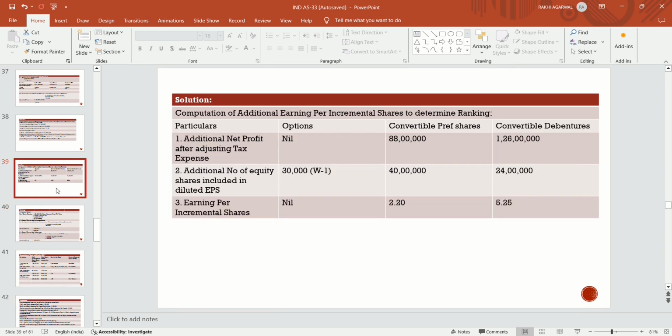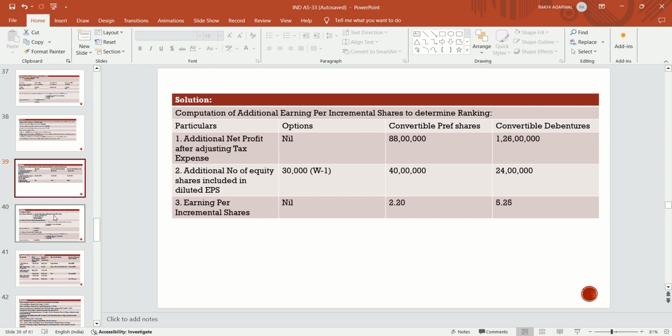So 30,000 additional net profit after adjusting tax expenses: there is no additional income. Profit is nil in case of option, but the additional number of equity shares included in diluted EPS is 30,000, as we had calculated here.